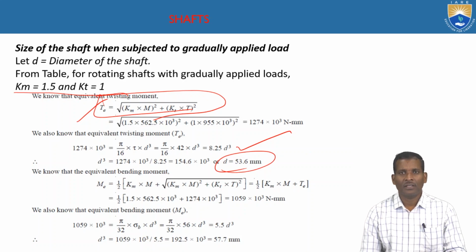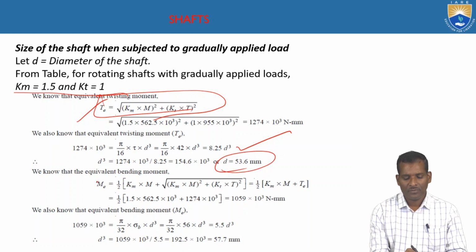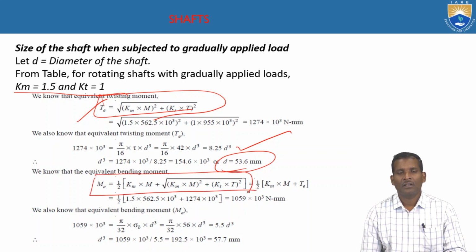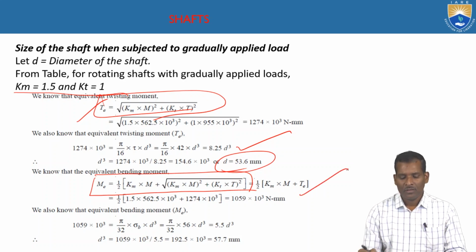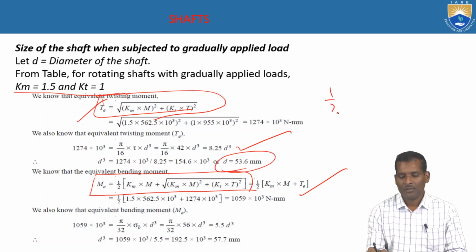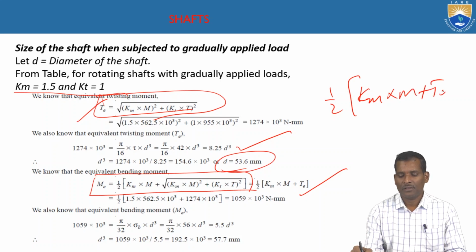Similarly, calculate equivalent bending moment. So the bending moment equation is half into Km into M plus square root of Km into M whole square plus Kt into T whole square. So finally, you can write Km into M plus T.